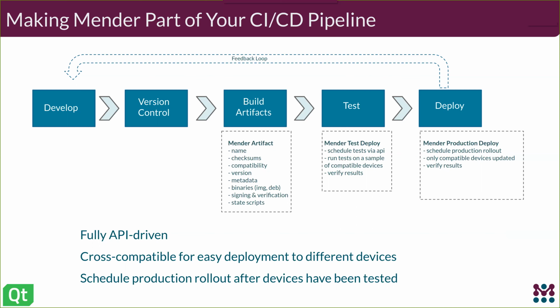The CI/CD pipeline can be integrated with the Mender server, so once the build artifacts are completed, they can be automatically uploaded to a test Mender server. And using the APIs, you can also schedule a test deployment to a test fleet of devices. And once you're satisfied with the functionality of the software, you can upload the artifacts to the production environment and then roll it out to your production devices.